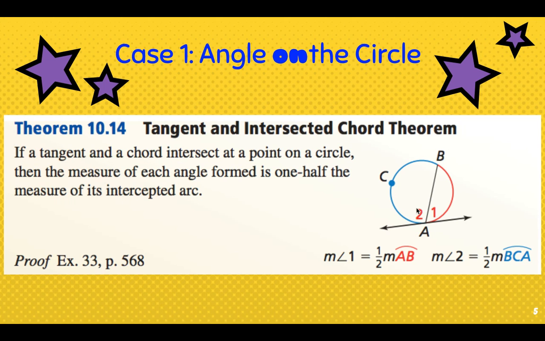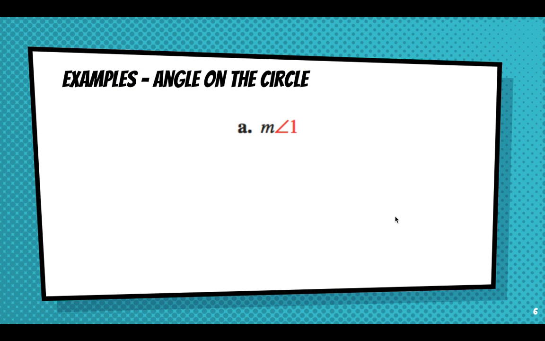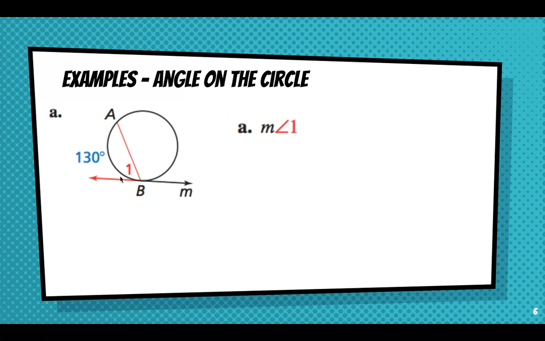Okay, so let's go ahead and do an example or two on that. Here's our diagram. We have this unnamed circle, and an angle that's right on the circle. We want to know how big the measure of angle 1 is, this red angle right here. They give us that arc AB measures 130 degrees.